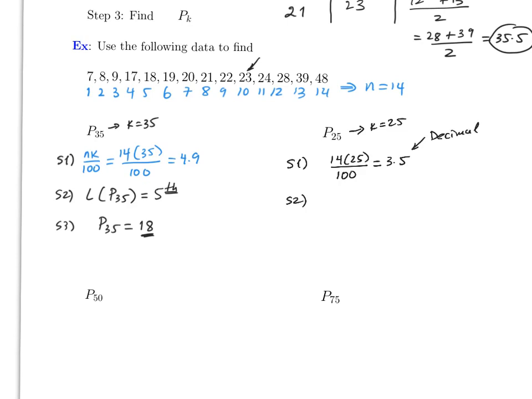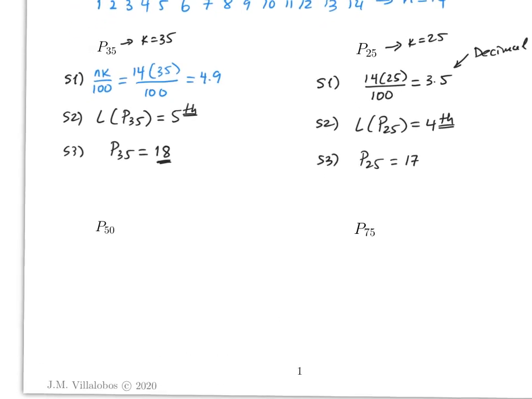Remember that if you get a decimal, you round it to the next whole number. So therefore, the location or position of P25 is going to be the 4th position. Well, which one is the 4th position? Position number 4 is the number 17. So that means P25 is 17. Okay, very, very simple.